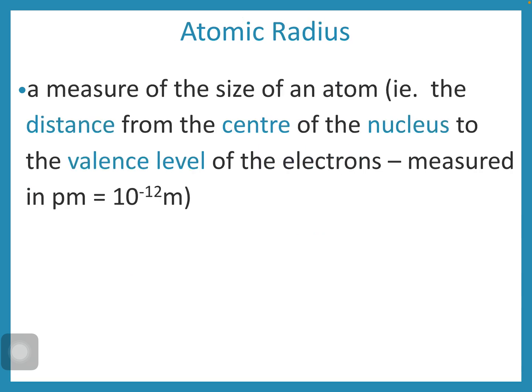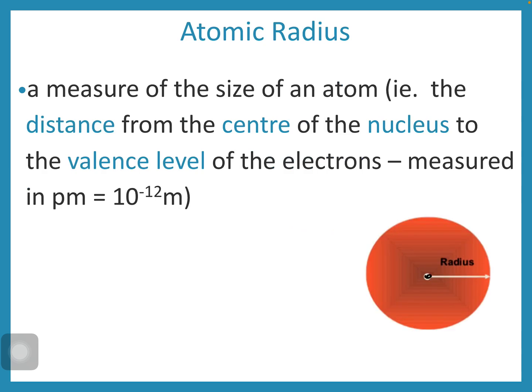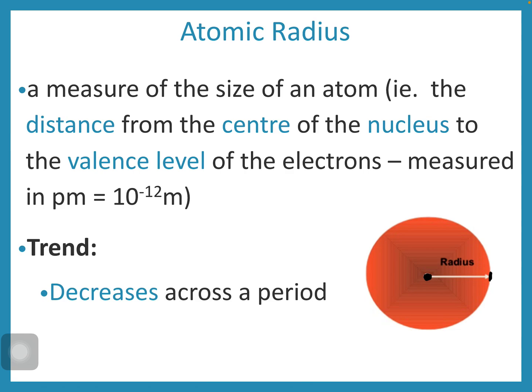So atomic radius, this is just the measure of the size of an atom. So we're looking at from the center of the nucleus out to the furthest valence electron there is. So that is going to give us the atomic radius. So the radius of an atom, which means equal electrons and protons, so a neutrally charged particle. So the trend that we see is as we move across the period, there is a decrease in the size, and as we move down a group, there is an increase in size.